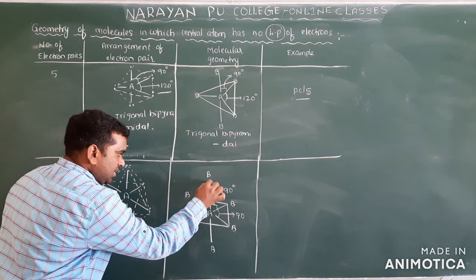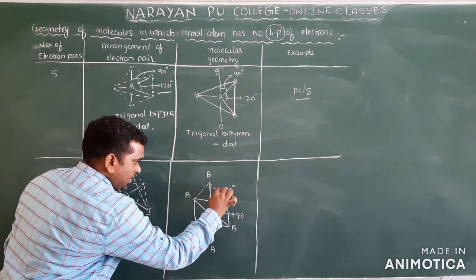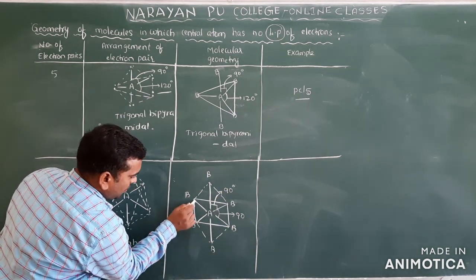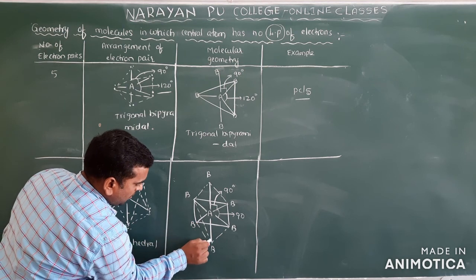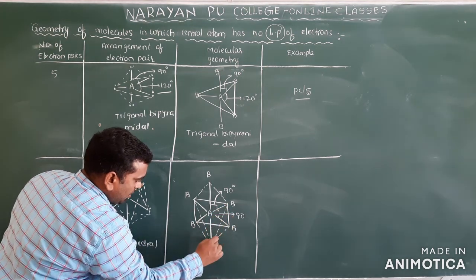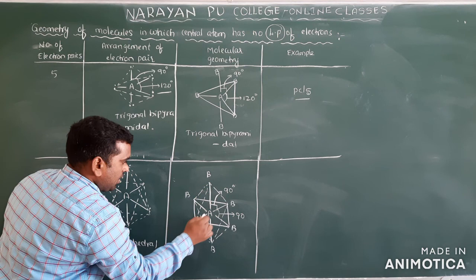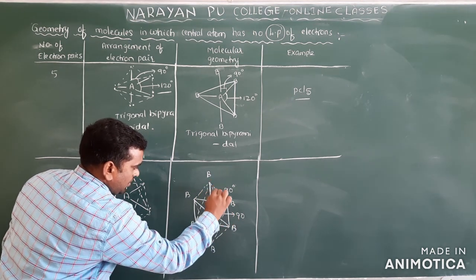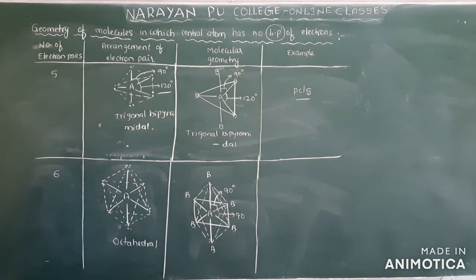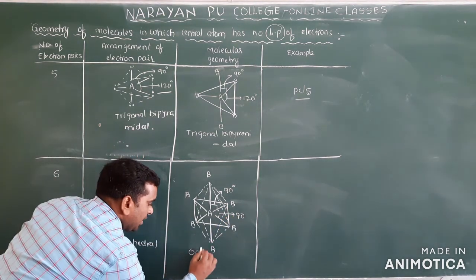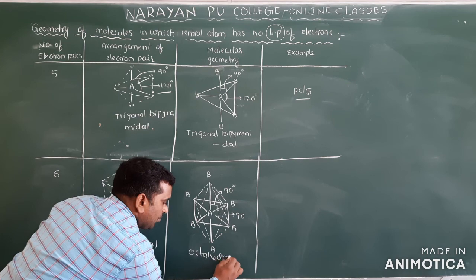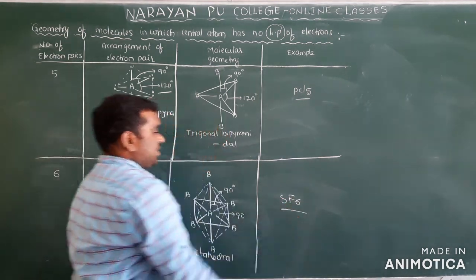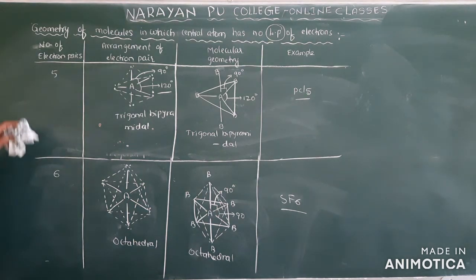Now connect this thing. This is octahedral. And from here to here, and from here to here. Opposite, from here to here, and here to here. So this is what it is now. Octahedral structure. So the example is SF6. Clear? And the last one is there.